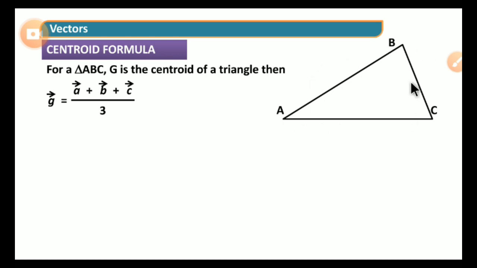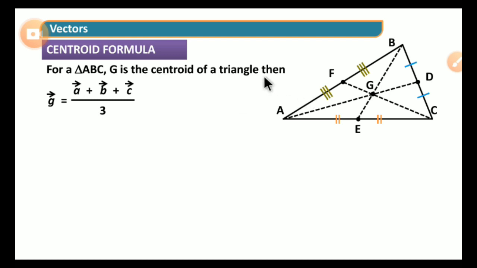Here we can observe this is the triangle ABC. Then take the midpoints of all the sides of the triangle, and these are the medians. Medians mean this AD and this FC, and also this BE, all in the triangle. Therefore, the point of intersection of all the medians of a triangle is nothing but the centroid of the triangle. So this G vector is the position vector of that centroid of the triangle. Therefore, G vector is equal to vector A plus vector B plus vector C divided by 3, which is the centroid of a triangle.